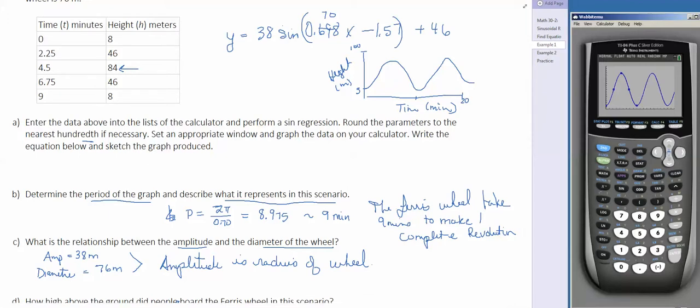But we can also get our calculator to find that for us. We go second and trace, and we want to find maximum, number 4. We put our cursor where it is, on the left side, press enter. We need to move it to the right side, and it doesn't matter which maximum we choose because they're identical. Then it asks us to make a guess. We bring our cursor back up to the top, press enter, and we get a value of 84. So the maximum height is 84 meters.